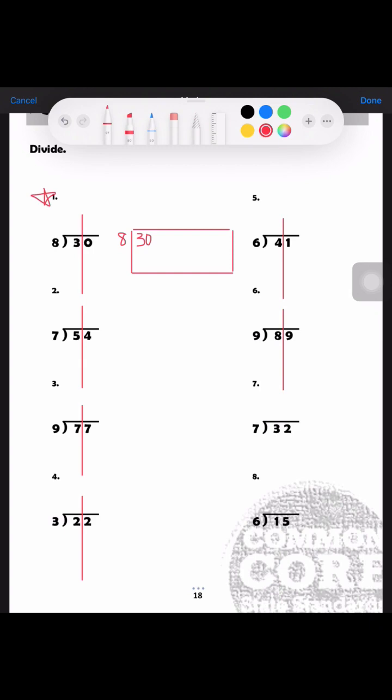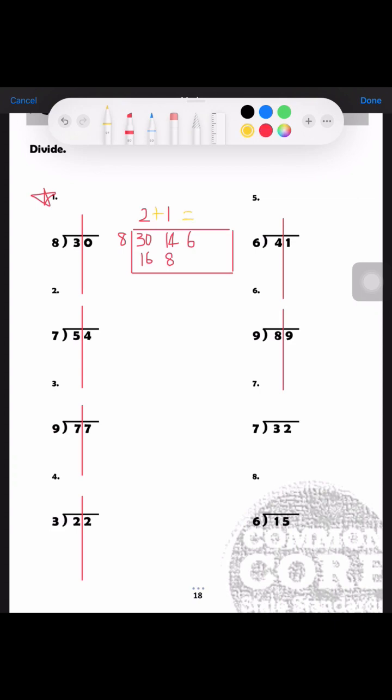So division. The first question is 30 divided by 8. We are going to use the area model to find the answer. We can get 2 groups of 8 from 30. So 2 groups of 8 is 16. So 30 minus 16 equals 14. So how many groups of 8 are there in 14? Yes, 1 group, and 1 times 8 equals 8. And 14 minus 8 equals 6. 6 cannot be divided by 8 anymore.